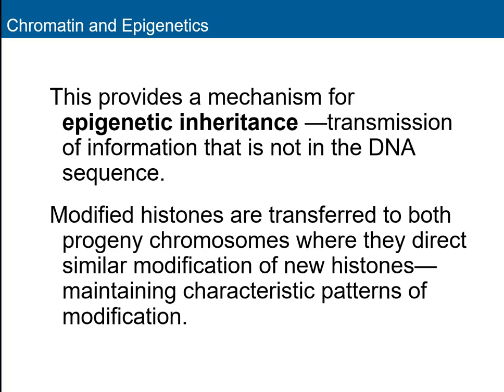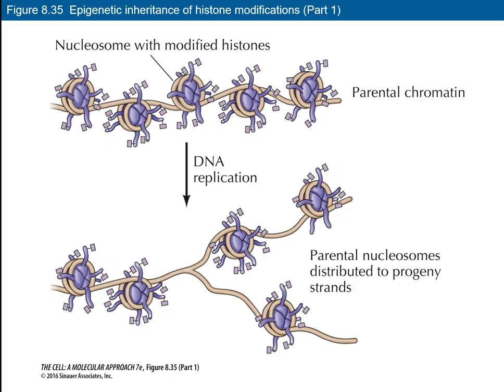Again, we talked about epigenetics already and what epigenetics is. Modified histones, like we just talked about, are a really big part of epigenetics. They're transferred to both progeny chromosomes, where they direct similar modification. One histone from the parent cell is going to direct that next one, so say it had 2 acetyl groups added onto 2 of the lysines. It's important that the histones in the daughter cells actually have that same modification, so you're maintaining the same pattern from the parental chromatin to the progeny.